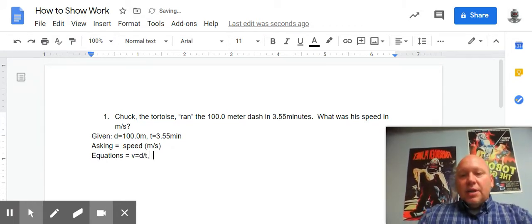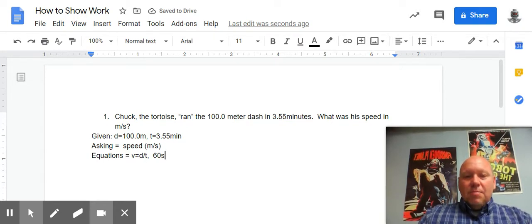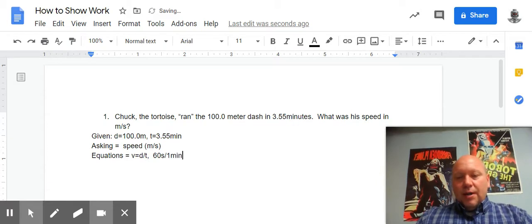There's something else we need to know, because it asks for the answer in meters per second. We need to know the conversion from minutes to seconds. Pretty easy, everyone knows that. But let's go ahead and write it down. It is 60 seconds. And by the way, there are exactly 60 seconds in a minute. That is a counting number. It is infinitely precise, so it has infinite sig figs in a conversion like this. 60 seconds per 1 minute.